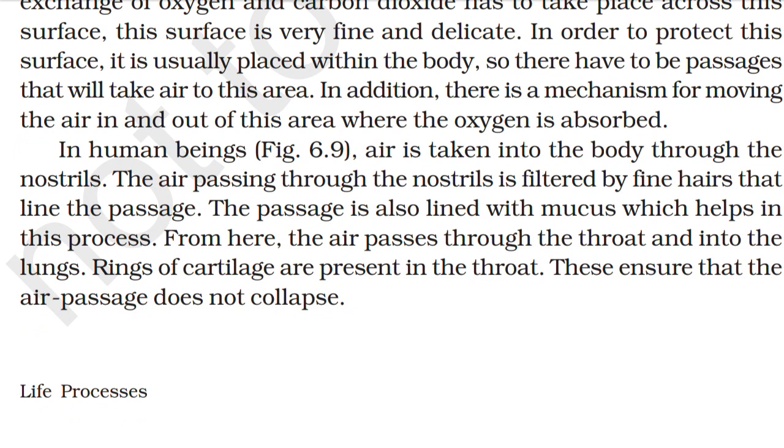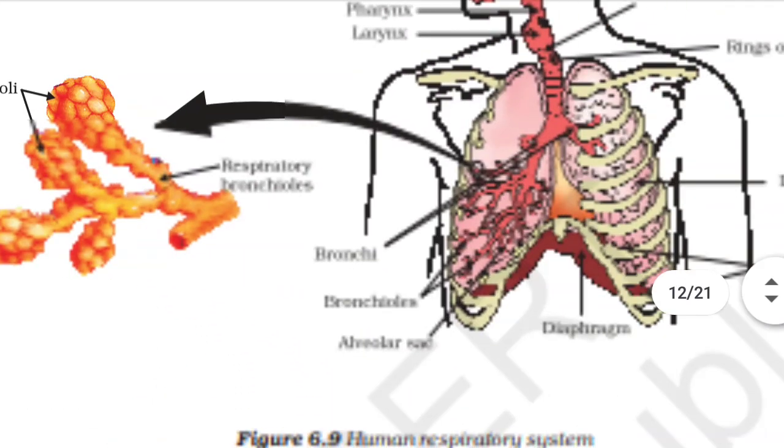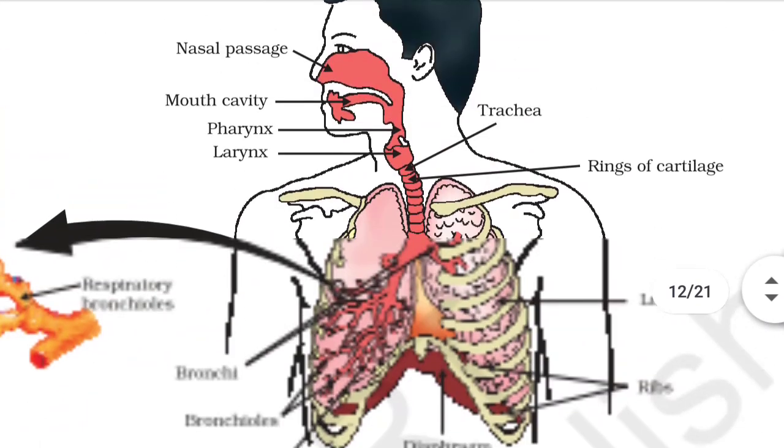Rings of cartilage are present in the throat. Additional knowledge: these rings are C-shaped, and these ensure that the air passage does not collapse. This is the diagram.